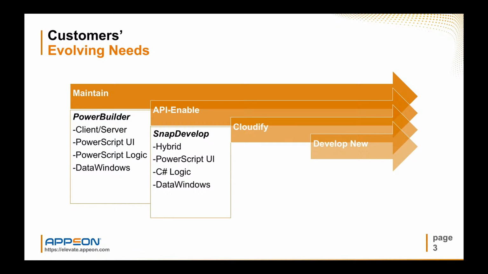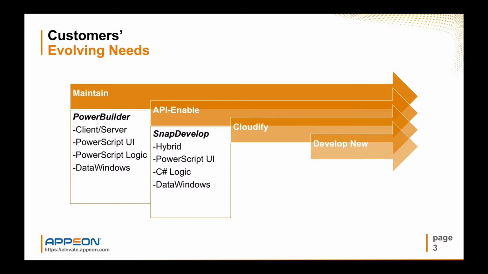Now, the other segment of our customer base that is looking to API enable, we started to cater to this group back in 2019 by introducing Snap Develop and a number of plugins that go into Snap Develop. Snap Develop is a C# IDE that can allow you to rapidly API enable your PowerBuilder business logic.